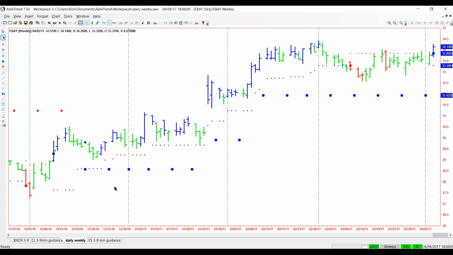And again, it's the same rules. It's the same colors. It doesn't matter if this is a chart of a 3-minute, 9-minute of the NASDAQ. This could be a 5-minute, 15-minute of the euro. It could be a weekly, monthly of corn. It doesn't mean anything. It's the same colors and dots, and it's the same rules.